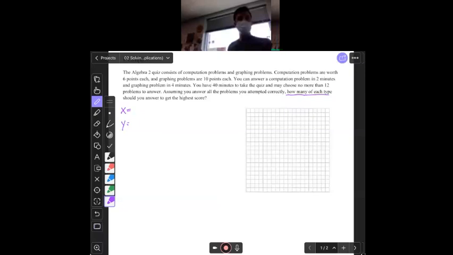The other thing you don't get to decide though is the question, right? What don't we know about these computation problems and these graphing problems? We know how many points they're worth. We know how much time it takes us to do them. What we don't know, again, is the question of how many should we answer. So that needs to be part of your variable. I like to use the phrase "number of." You could say "amount," or you could say "how many" if you wanted, but "number of." And then, again, I get to decide which one's X, which one's Y. My general habit is to pick the first one to be X and the second one to be Y. Just kind of a habit.